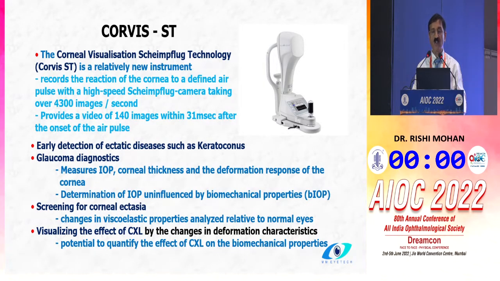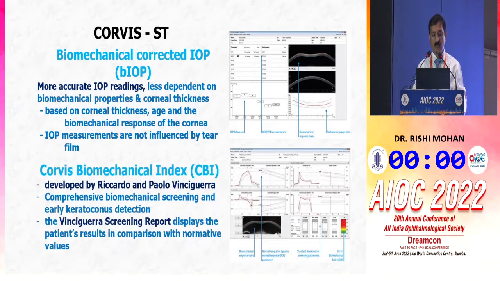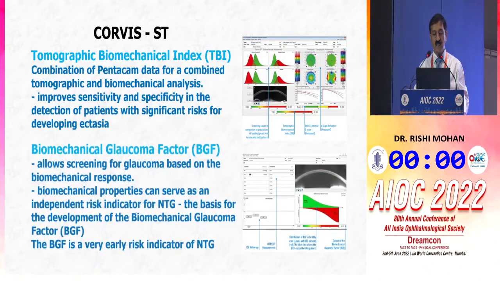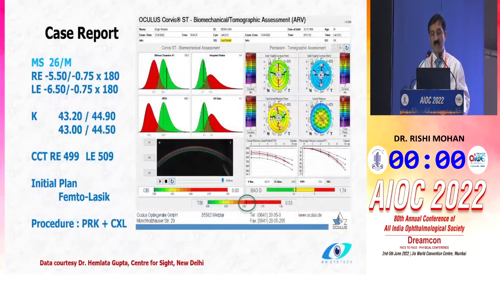So this again works on the similar principle, except that instead of optical assessment devices, it actually has a Scheimpflug camera and can give you a video of that corneal fluttering, as I explained to you in the beginning. And then it also gives you a biomechanically corrected IOP, which is called the bIOP, similar to the IOP-CC that I spoke of. It gives you a biomechanical index, and with the tomography, if you club them together, something called the tomographic biomechanical index and the biomechanical glaucoma factor as well. So these are some of the new things that have come out.